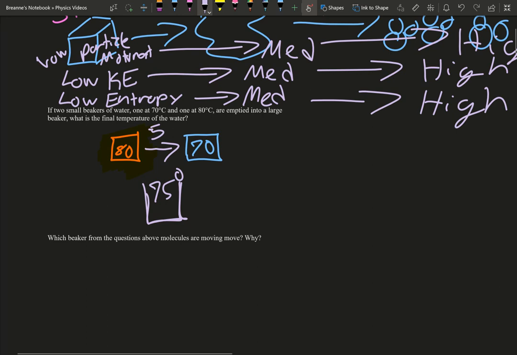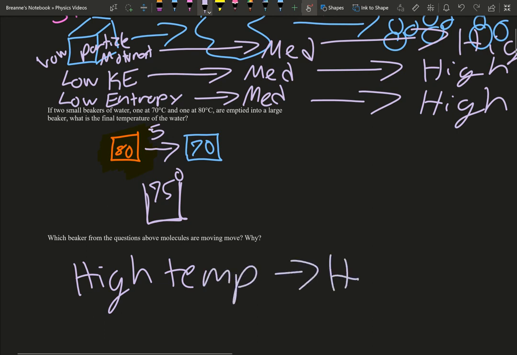So which beaker from the question above has molecules moving more? This is asking before they get combined. So again, high temperature is the same thing as high energy. That's why when water is boiling, you actually see that movement, because the particles are kind of going crazy. So high temperature means high energy, and the one that has the highest energy is the 80-degree one.